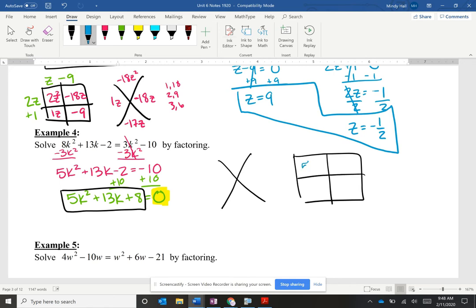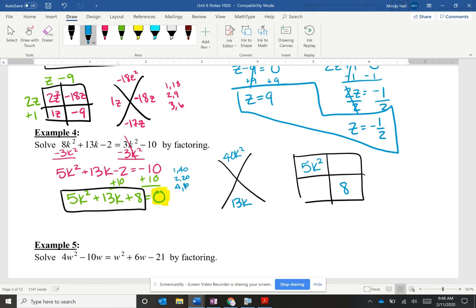So we have 5k squared and 8 in the bottoms. 5k times 8 gives me 40k squared. And then in the bottom, we would have 13k. So then figuring out what multiplies to 40 and adds to 13, you'd have 1 and 40, 2 and 20. Again, if you don't have to list these, then don't.